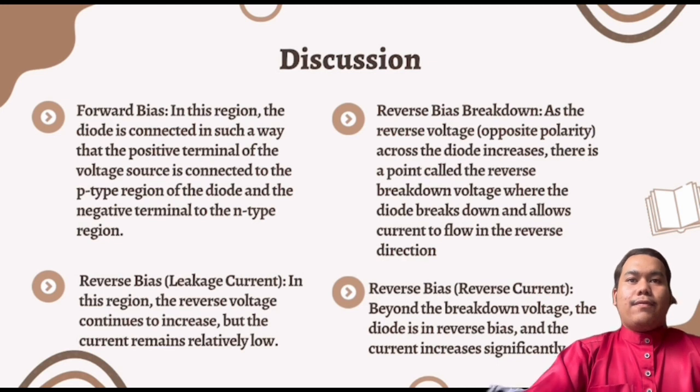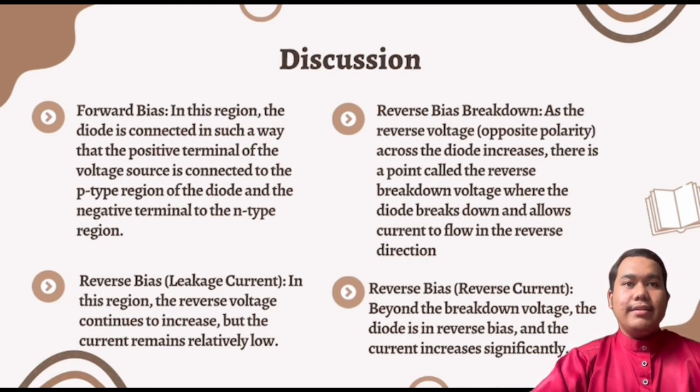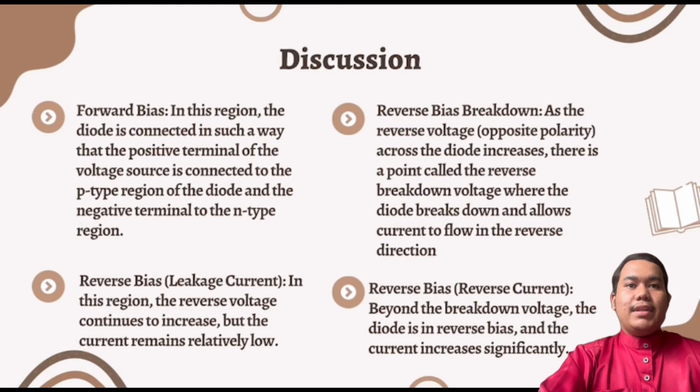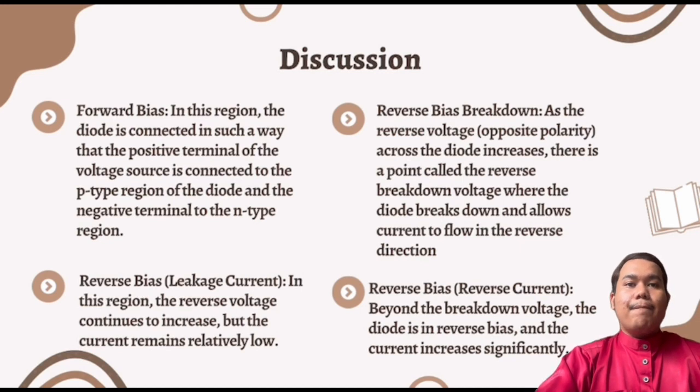And finally, the reverse bias, or leakage current. In this region, the reverse voltage continues to increase, but the current remains relatively low. This leakage current is very small and almost constant. The IV characteristic curve becomes almost flat in this region.